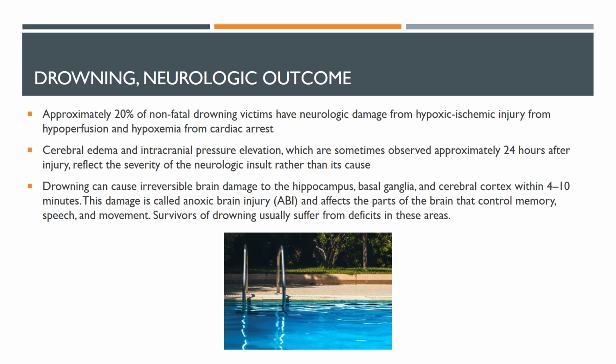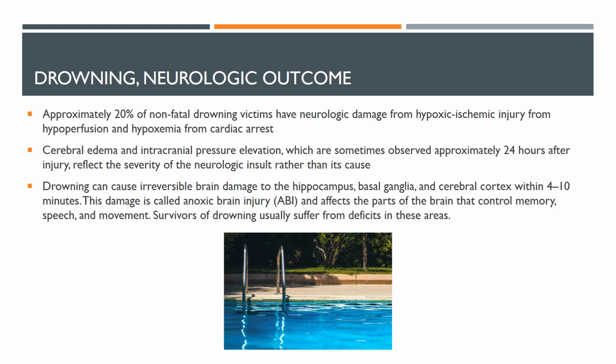Next, we're going to talk about drowning and focus on neurologic outcome. 20% of non-fatal drowning victims have some type of neurological damage, most commonly from a hypoxic ischemic injury from hypoperfusion and hypoxemia from cardiac arrest after the drowning.